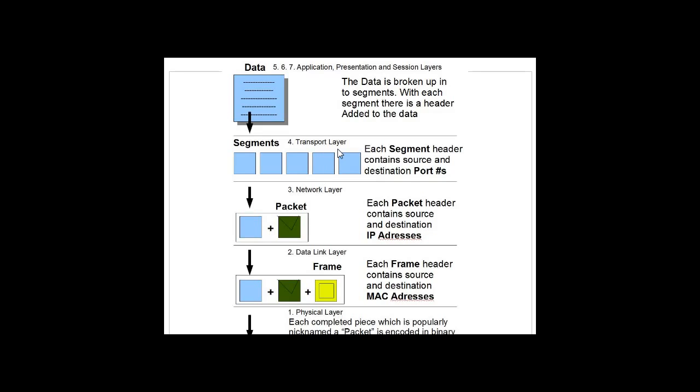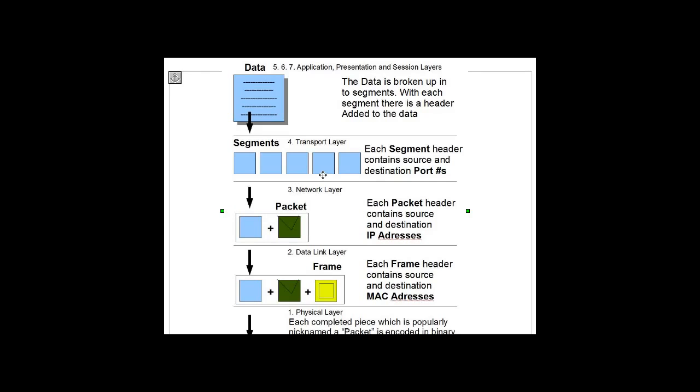So at layer 4, the transport layer, the data is broken up into segments or pieces, and each segment header contains source and destination port numbers, right? So inside of these segments is the segment header that has the source port number and the destination port number. And if it's an email, the destination port number is going to be, let's say, port number 25, and then you know it's SMTP, and it's going to be an email.